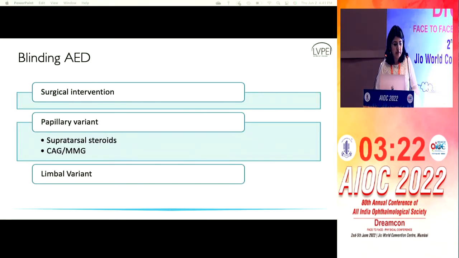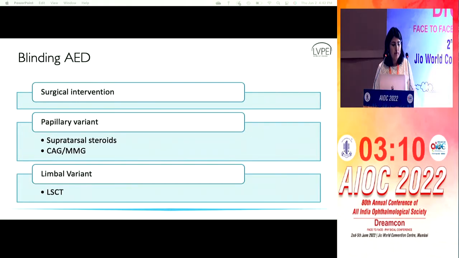So in the papillary variant, where there are giant papillae, supratarsal steroids are administered, or in, again, very severe cases, shave excision with conjunctival autograft and mucous membrane grafting can also be done. When there is limbal stem cell deficiency, the treatment of choice is limbal stem cell transplant.